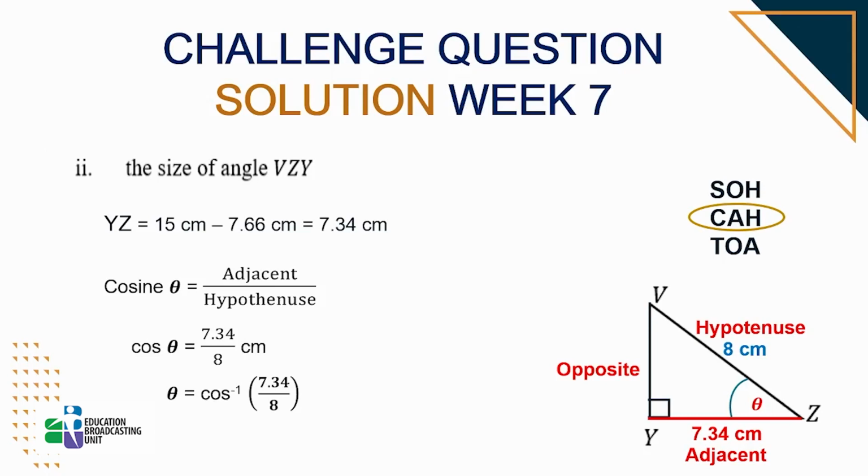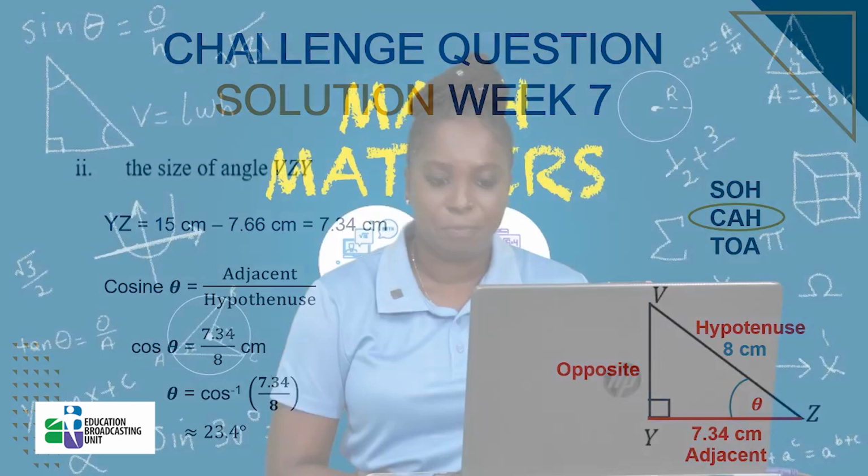And of course, we would just utilize our calculators to come to our answer. Usually on your calculator, in order to access the inverse function, we would have to select shift, or some calculators have a second function button. So it just depends on your specific calculator, but you would have to access the cosine inverse function. And when we do that calculation, we get approximately 23.4 degrees.